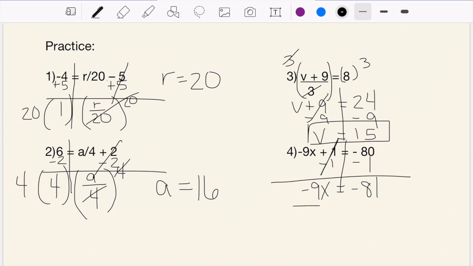And then we're going to divide by negative 9 because we're multiplying here. So we got to do the opposite by multiplying, which will give us x equals positive 9 because negative 81 divided by negative 9 gives us 9. All right, and that is the end of two-step equations.